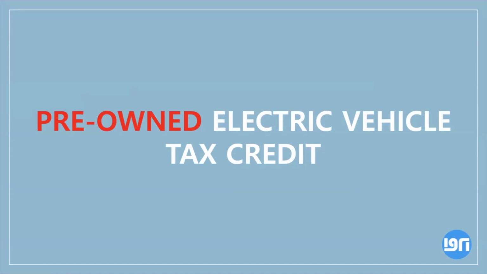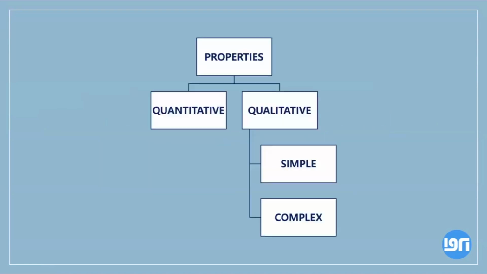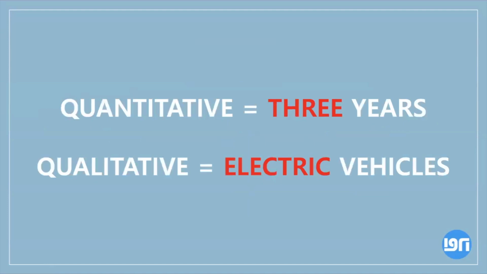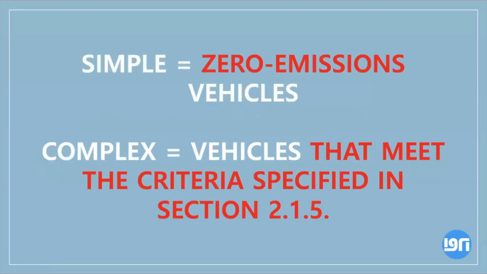Along with the object property hierarchy, the IG Extended also offers a property typology that allows us to classify properties along different categories to capture additional institutional information. Here's what that typology looks like. At a general level, properties can be either quantitative, for example, 3 years, or qualitative, electric vehicles. Qualitative properties, in turn, can be further classified as simple, zero emissions vehicles, or complex, vehicles that meet the criteria specified in section 2.1.5.